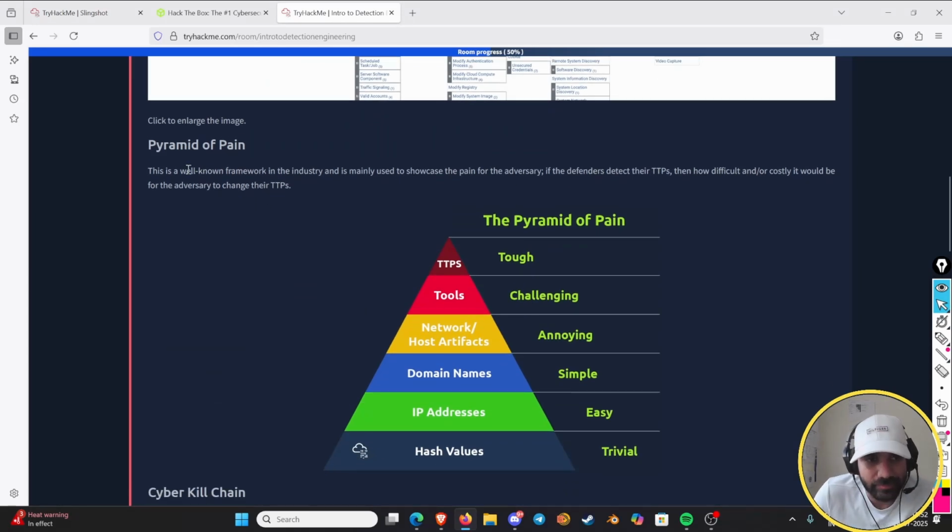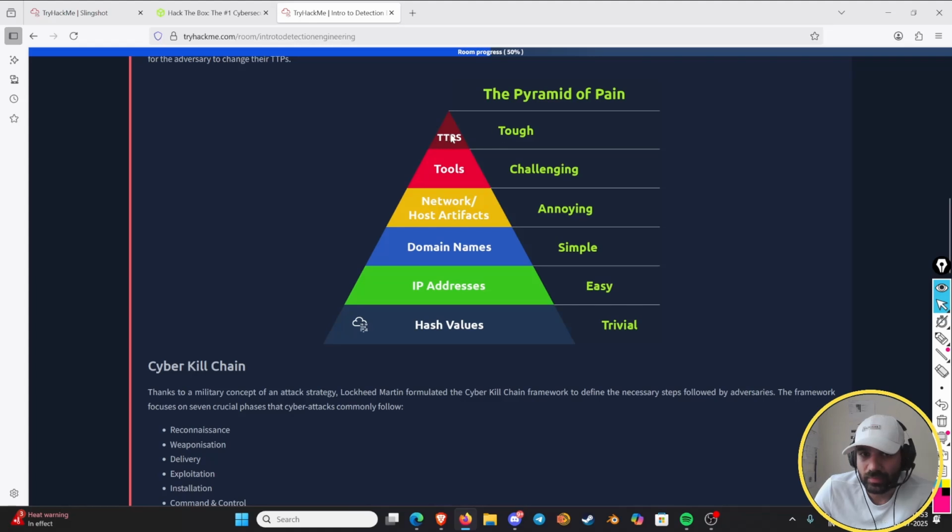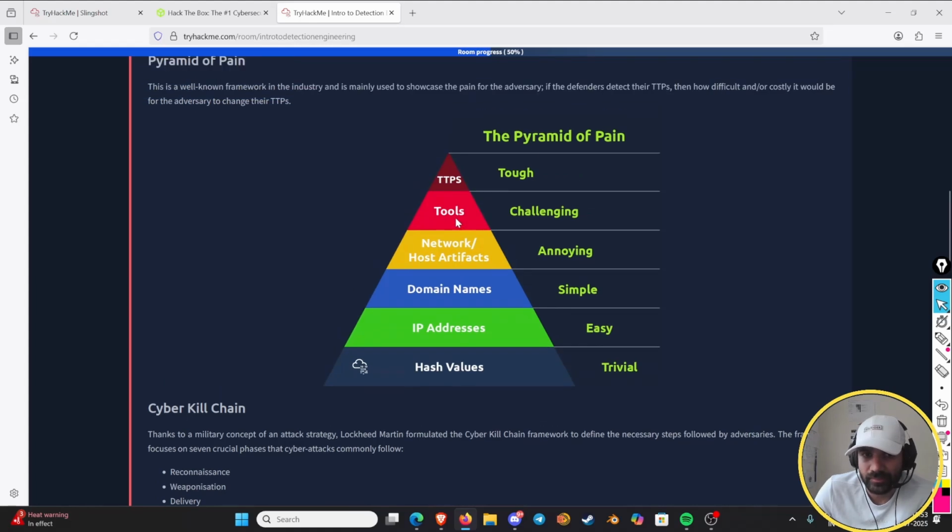Now, the Pyramid of Pain. This is a well-known framework in the industry and is mainly used to showcase the pain for the adversaries if the defender detects their TTPs, that is, how difficult and costly it would be for the adversaries to change their TTPs. Now, it all starts from hash value, IP address, domain name, network and host artifacts, tools, and TTPs. So IP address is easy to change, domain name is simple to change, network and host artifacts are annoying, tools are challenging, and TTPs are tough. That is on the top.